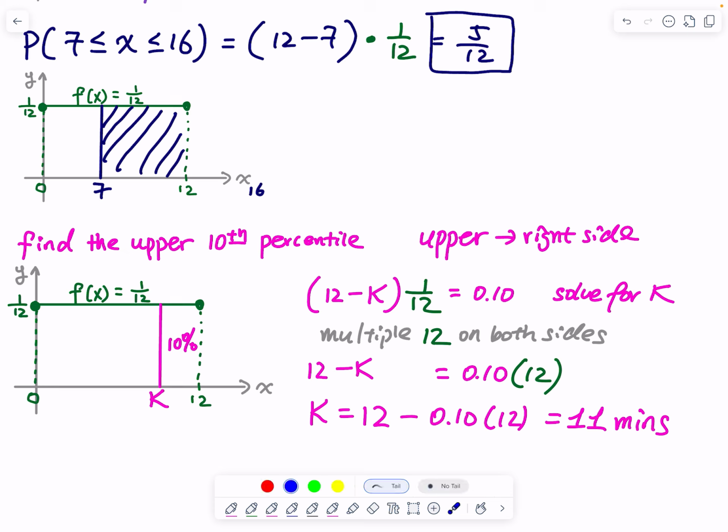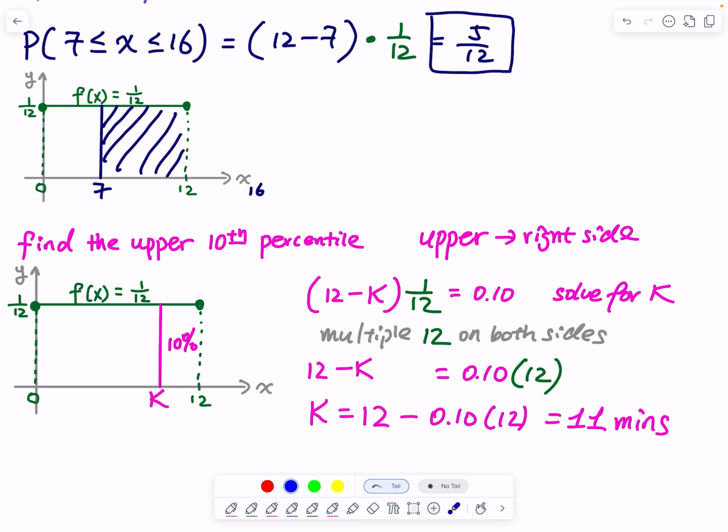So what does that mean? That means this interval is the longest wait time, the longest 10%, the top 10%. This interval represents wait time. What is the top 10%? The top 10% is from the 11th minute to 12th minute. That is the top 10%. Okay, so we can do the top 10%.